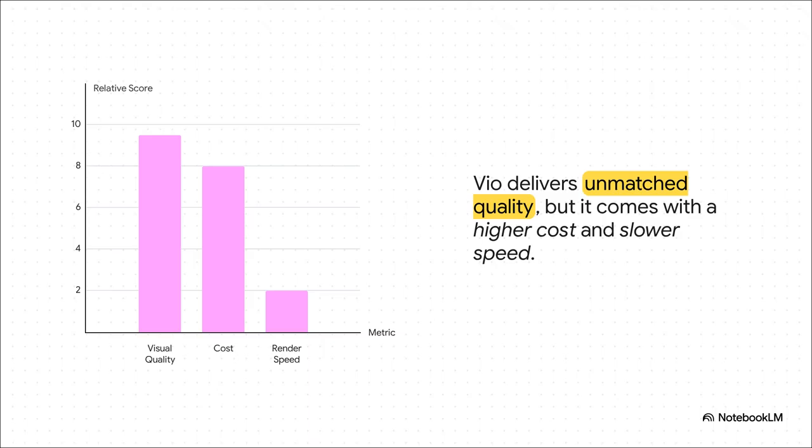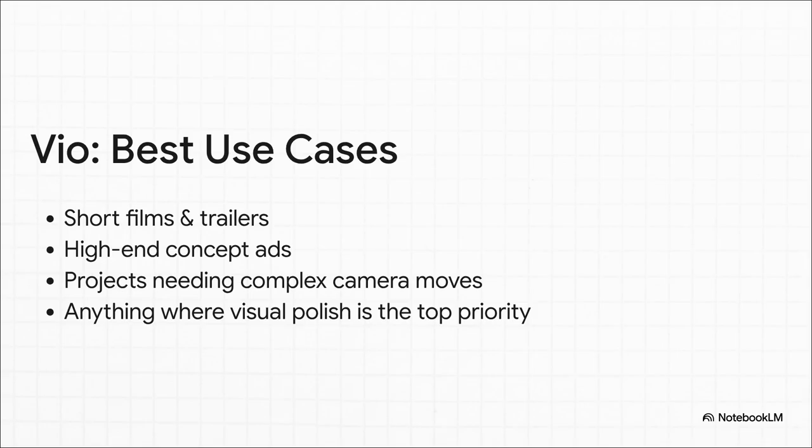But, and it's a big but, you're going to pay for it, both in terms of actual cost and in slower render times compared to the other guys. So what does that mean? It means Veo is for those projects where visual polish isn't just nice to have. It's the number one priority. You're thinking short films, high-end concept ads, or really any shot where you need that blockbuster look and feel, and you've got the time and the budget to make it happen.